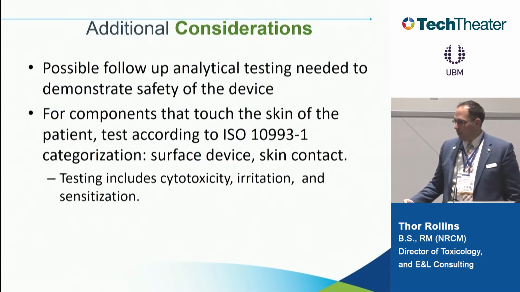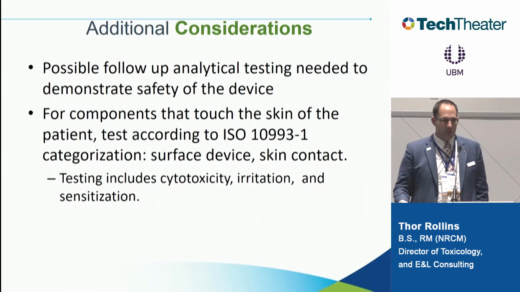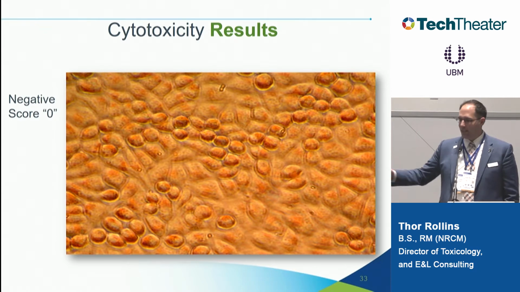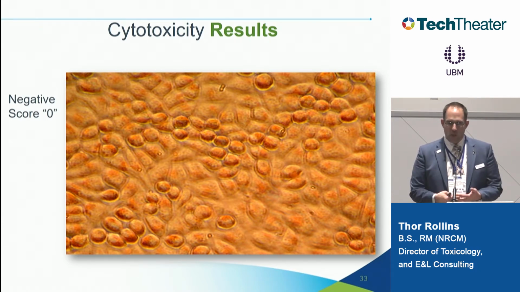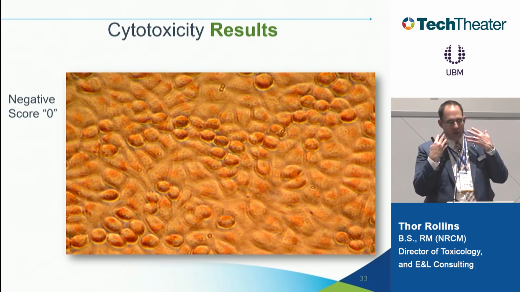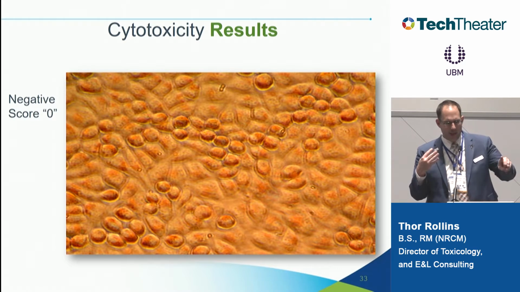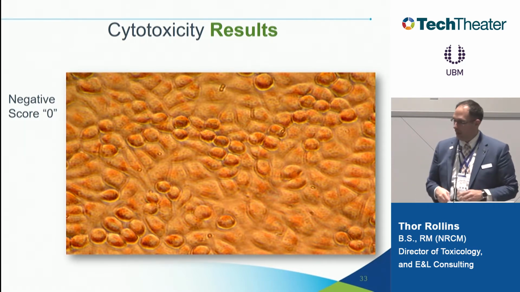So there are some possible considerations. We want to talk a little bit about the surface device. If you have skin contact, what does that mean? If we have skin contact, we still have to run our traditional biocompatibility tests. And usually that means that you have mucosal or skin contact, so you're looking at the big three, right? Cytotoxicity, sensitization, and irritation.